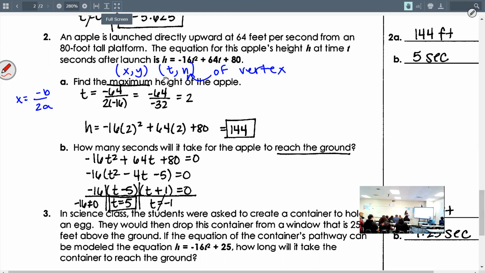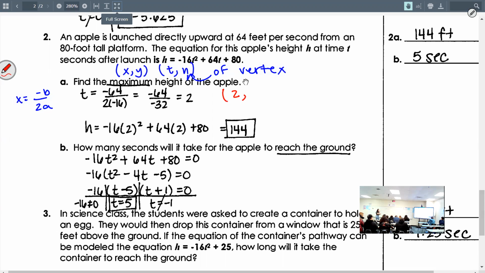64, so that's where they get this negative 64 from, because negative b over 2a. What's a in this situation? Good. And then when you do the math for that, you get negative 64 over negative 32, which is equal to 2. So that is my x of my vertex.